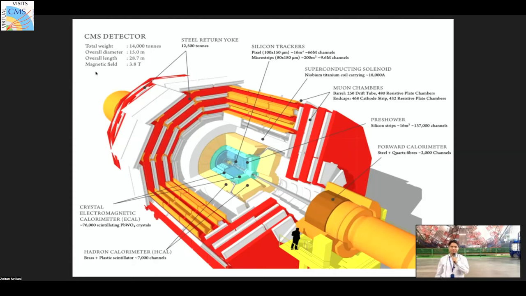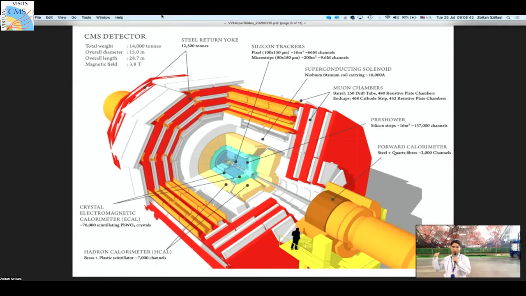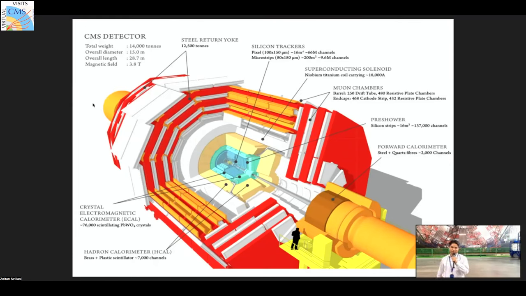What are the important features of this detector? You have a very, very strong solenoidal magnet, 3.8 Tesla. If you do an MRI or something in a nearby hospital, the magnetic field you face is roughly 2 Tesla or 2.5 Tesla. Here you have a 3.8 Tesla magnetic field. So this is a very, very large magnetic field.